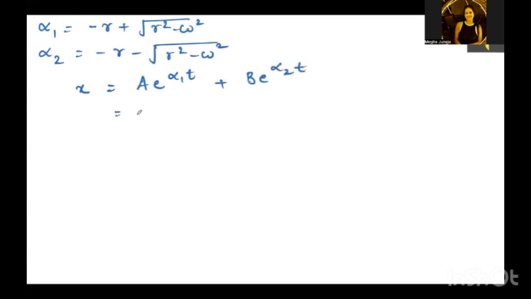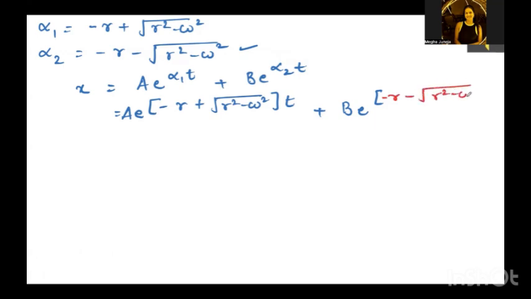So from here we can say a e raised to the power alpha 1. Alpha 1 was equivalent to minus r plus under root of r square minus omega square into t. Correct? And similarly, plus b e raised to the power alpha 2. Alpha 2 is equivalent to minus r minus under root of r square minus omega square times t itself.